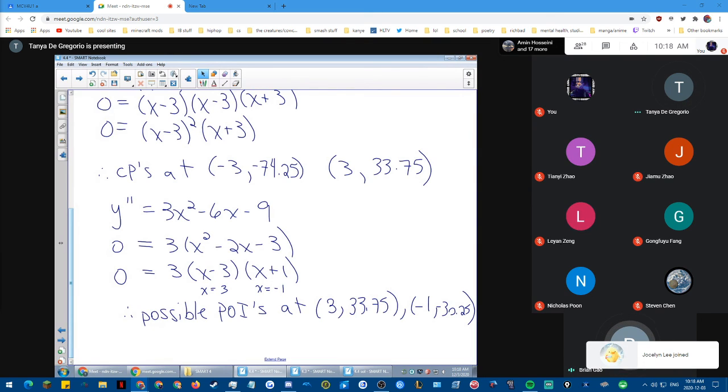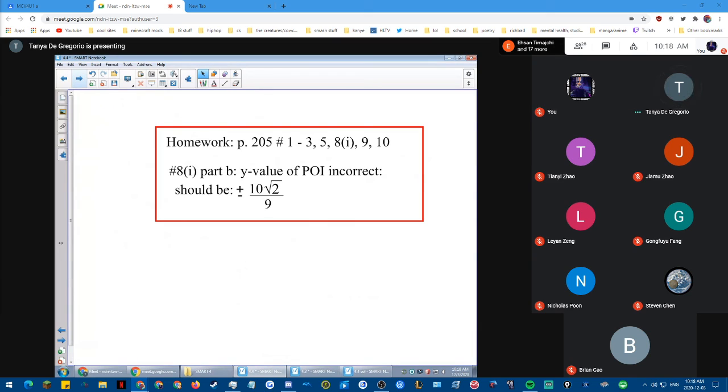Miss, can I ask some questions from chapter 3? For sure you can. So you guys are good here? Is everyone good here? Okay, so this is the homework for this section. Another mistake, number 8, the first part B. Y value of POI is incorrect. Okay, so it should be plus or minus 10 root 2 over 9. So number 8, I, or 1, however you want to do that.